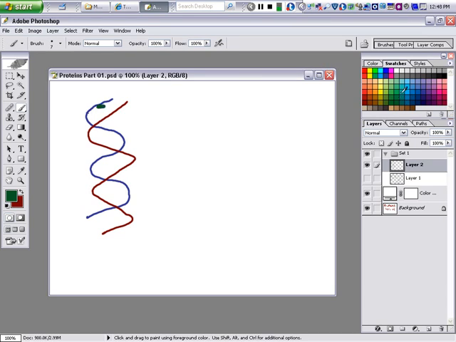I'm going to use a lighter color. I need to really be able to see that. What's a good color?